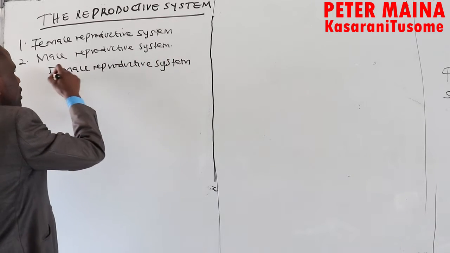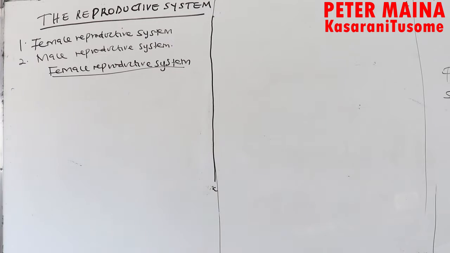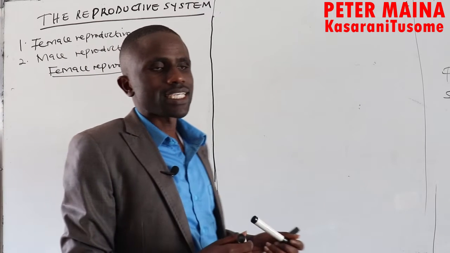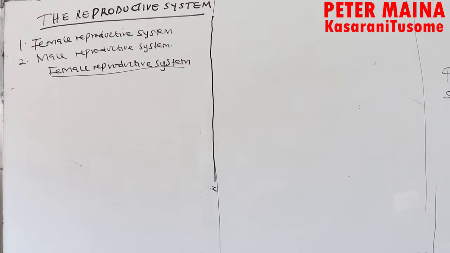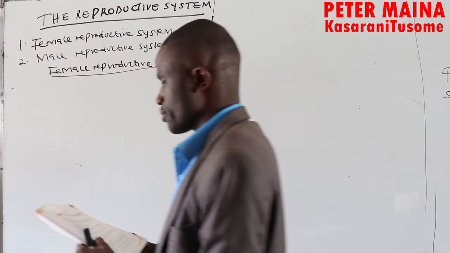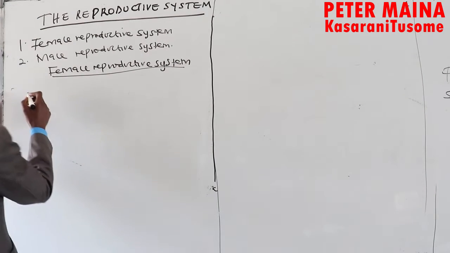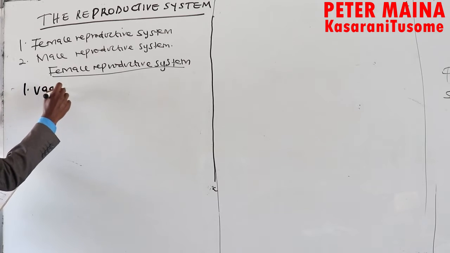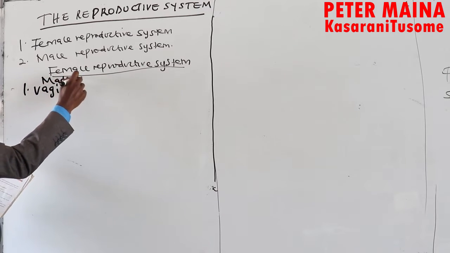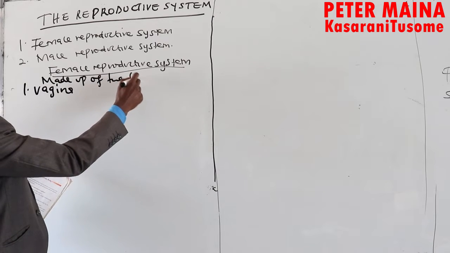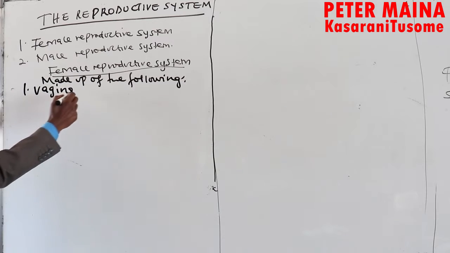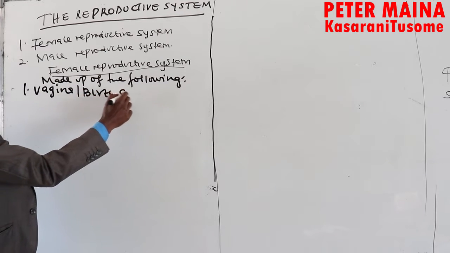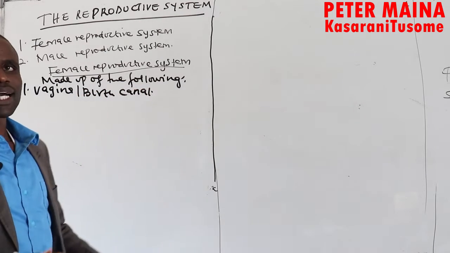What makes up the female reproductive system? The female reproductive system is made up of the following. So we can write down. One, we have the vagina, also called the birth canal.